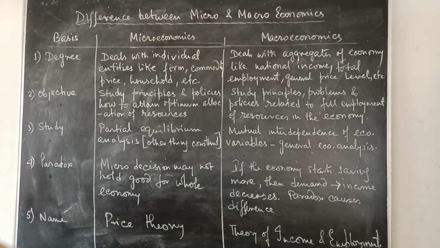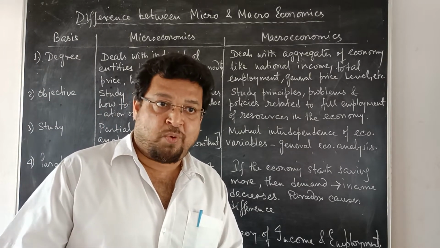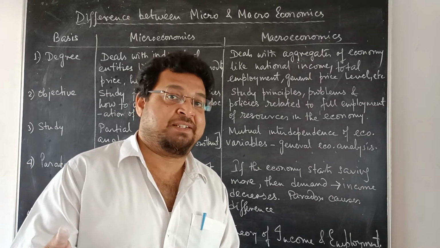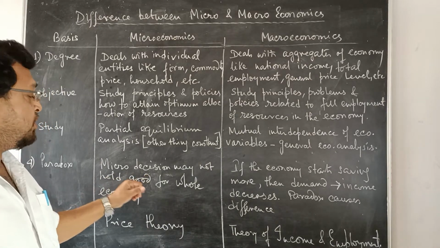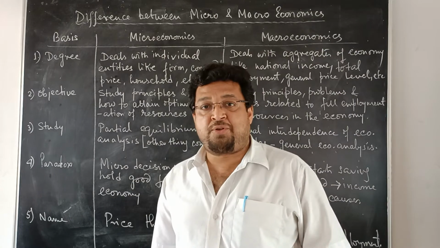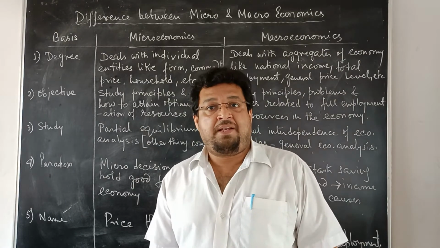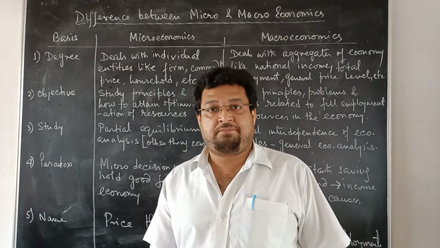There is a paradox. Paradox means confusion: what ought to be good in one particular case creates a problem for the other. What is the paradox? Micro decisions may not hold good for the whole economy. Some micro decisions, suppose you are saving, you only are benefited, the entire economy is not benefited.